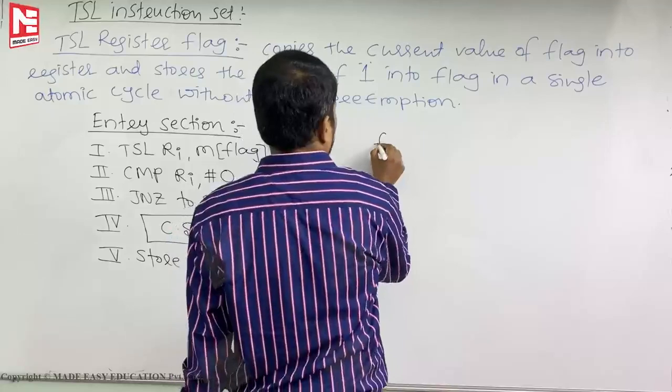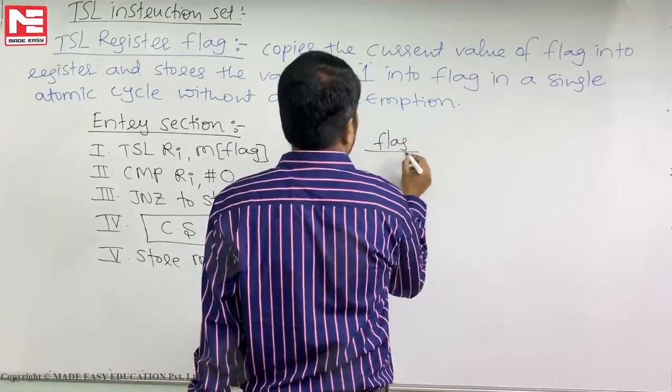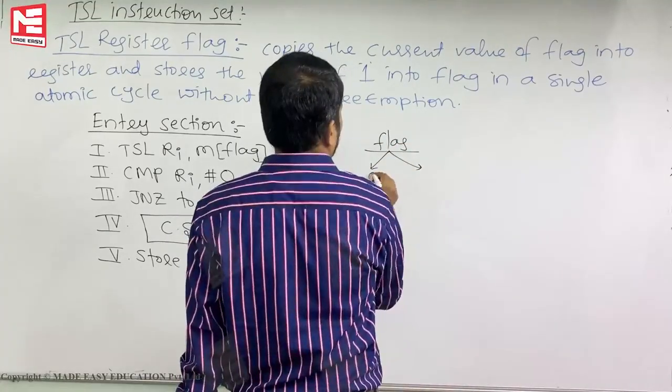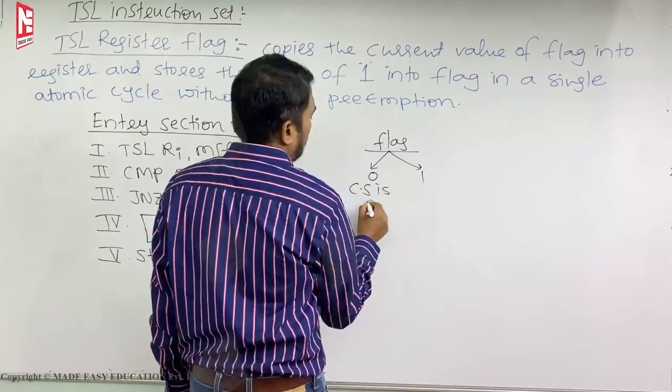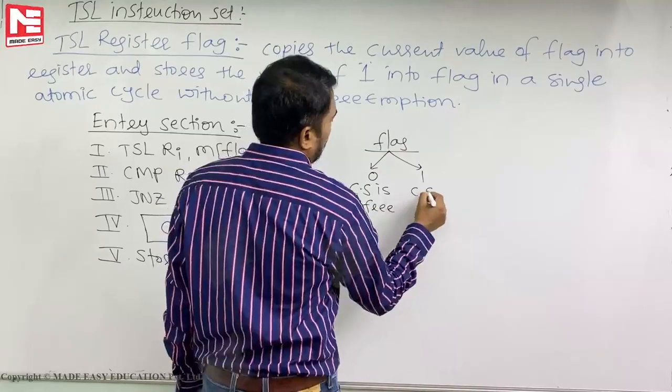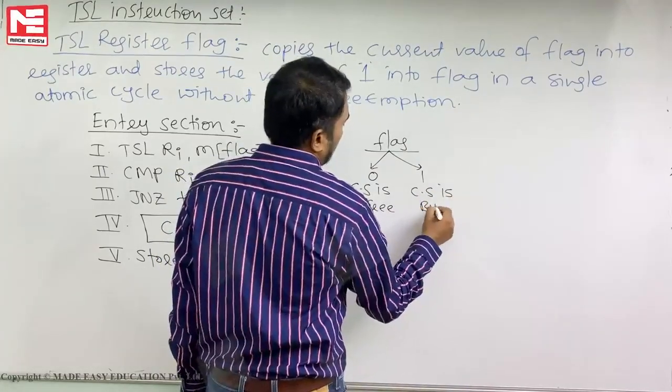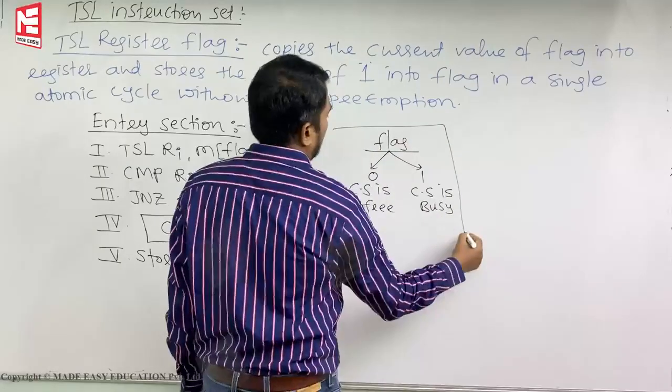And next, you have the flag value. Flag value takes two things, either 0 or 1. If the flag value is 0, that means the CS is free, and flag value 1 means the CS is busy.